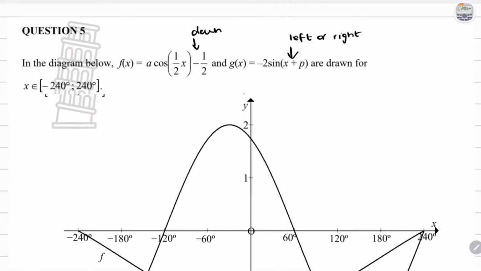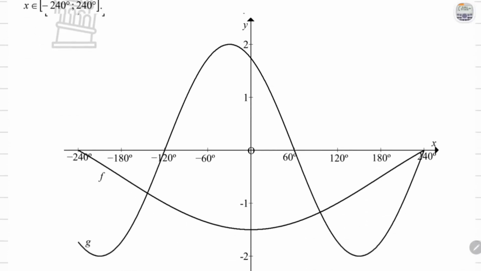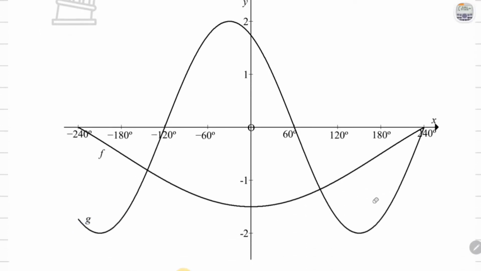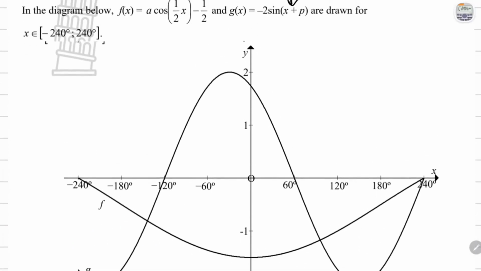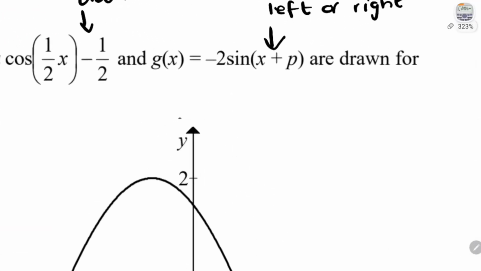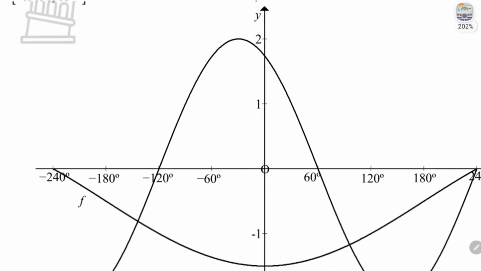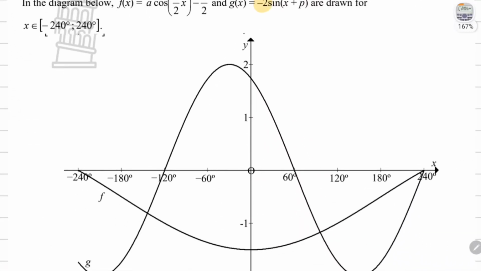Okay, so let's look at G. G is our sine graph, right? This is this graph over here, the sine graph. And they want us to tell them the amplitude. Well, do you see that in front of sine, you have negative 2? The amplitude is really just the height of the graph from the midline.